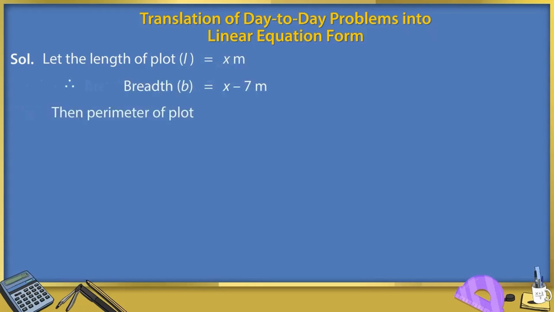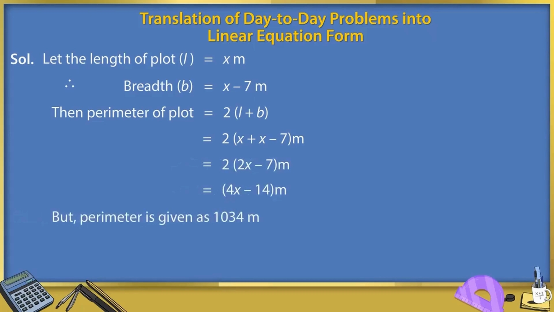Then, the perimeter of the plot is 2(L + B), which is equal to 2(x + x - 7) meters, which is equal to 2(2x - 7) meters, which is equal to 4x - 14 meters. But the perimeter is given as 1034 meters. Thus, 1034 = 4x - 14.